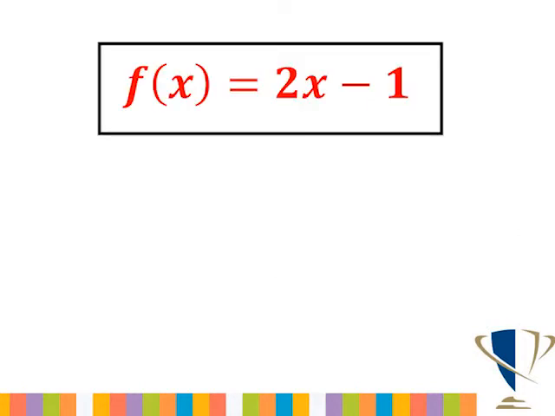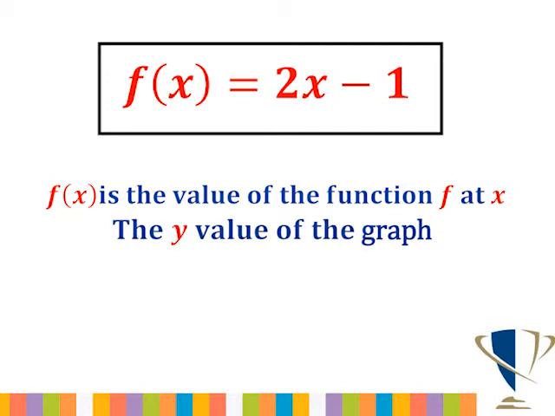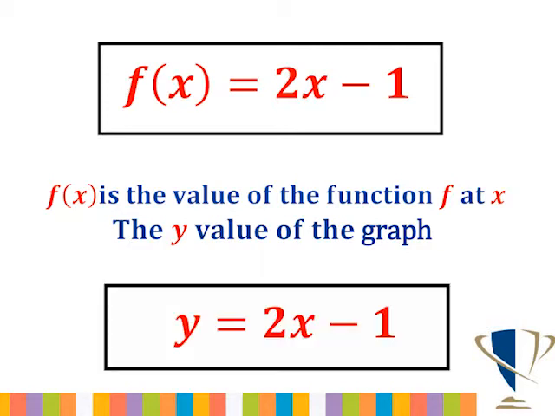We can write the rule for the function like this: f of x equals 2x minus 1. This means the function that acts on the x values uses the rule 2x minus 1. f of x means the value of f at x, or the y value of the graph. So, f of x equals 2x minus 1 is the same as y equals 2x minus 1.